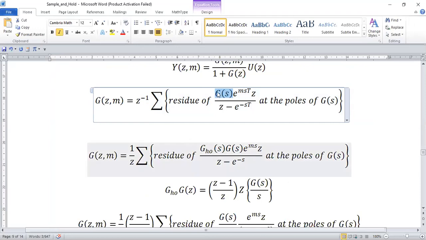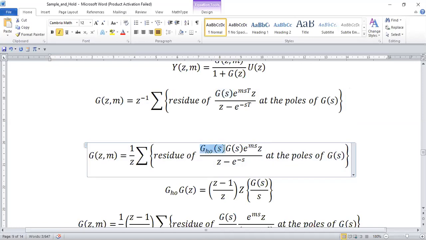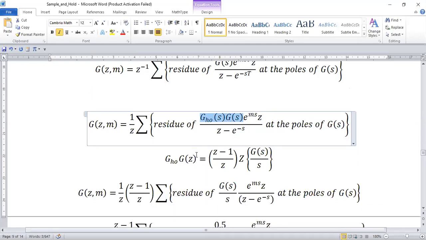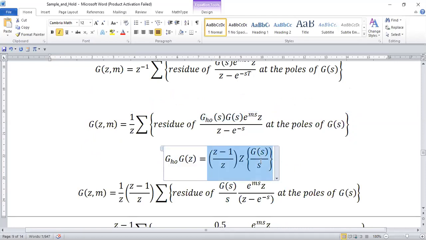So, and our G of s. And since we're representing it, we are combining it with the zero order hold. This is the zero order hold. So it becomes this with the original formula. Then we already know, we already proved that our G h0 G of z is given by this equation.